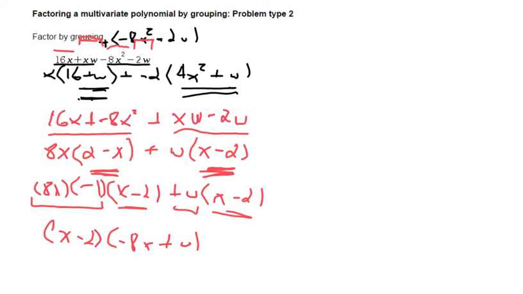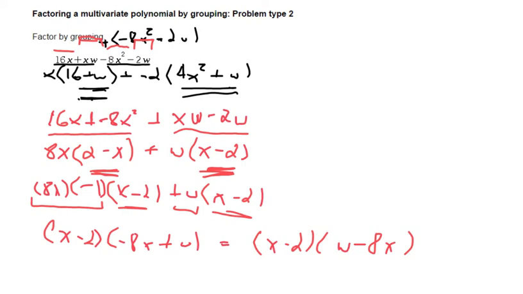Now, if you don't like this negative 8x here, you can rewrite that. That's the same thing as x minus 2 times w minus 8x. It doesn't really matter. And we can check ourselves if you want to by multiplying, by distributing this through.